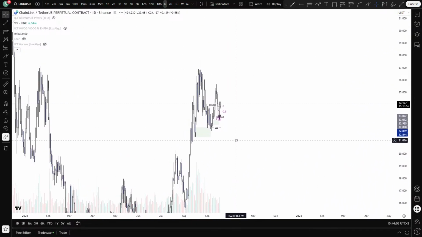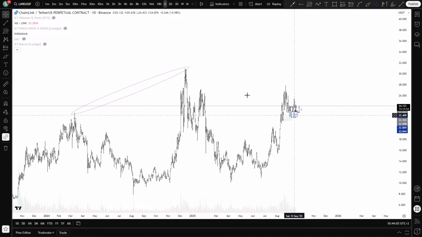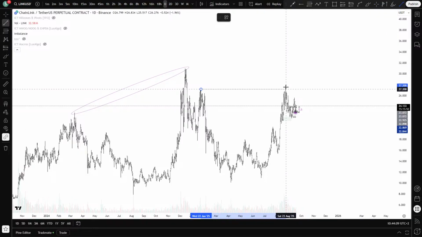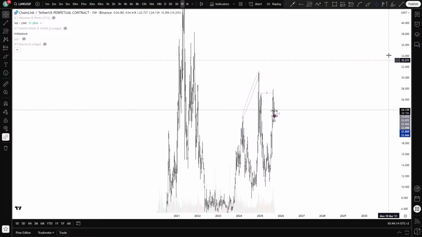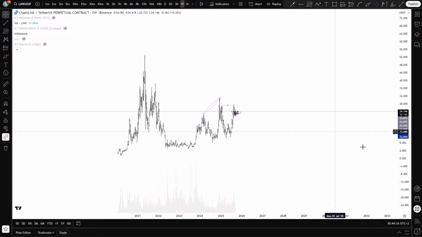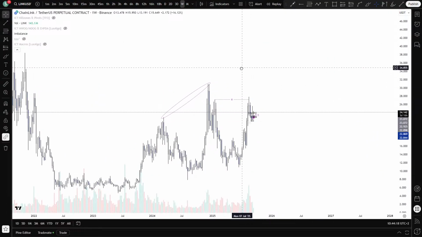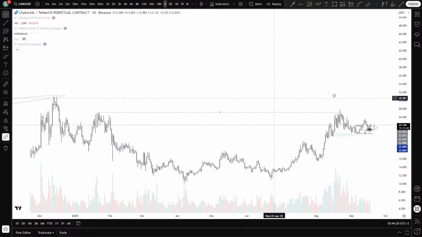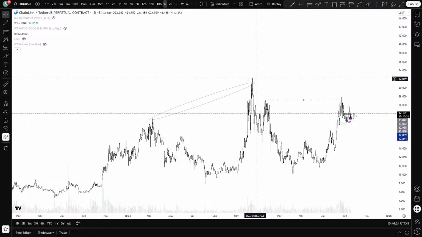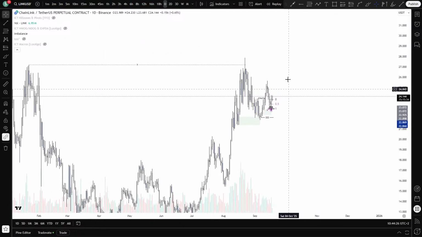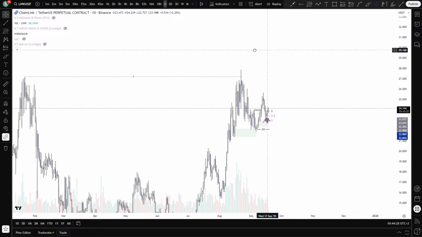Get rid of all this. Liquidity hunt before all-time highs, I think. Oh no, not even. Okay, all-time highs are all the way over there. But liquidity hunt of your extreme liquidity before this high. So of course you're gonna get a reaction from that.